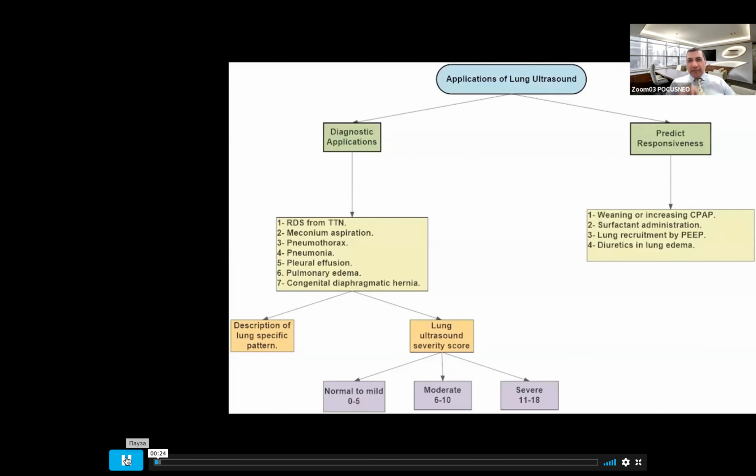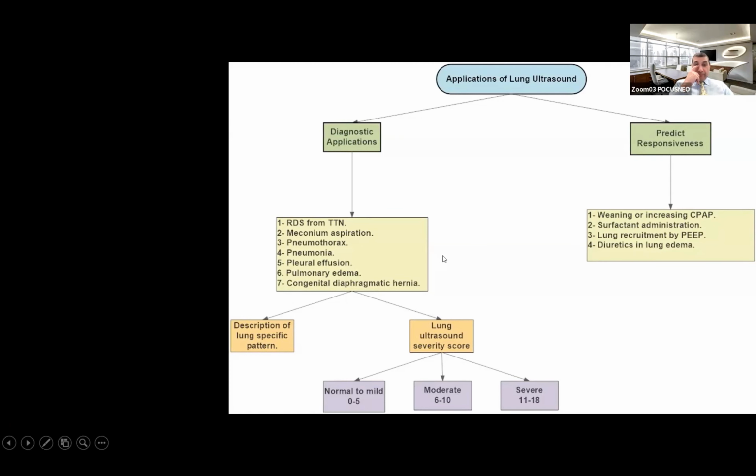I'm going to go over our guidelines in our unit, how we apply lung ultrasound for diagnostic applications and also to predict responsiveness to different interventions. What I'm showing you on the screen now is our algorithm, and we are using ultrasound on a daily basis. We have all of the in-house staff trained in ultrasound, nurse practitioners, and also our respiratory therapists. They are trained, so we have 24/7 coverage for ultrasound.